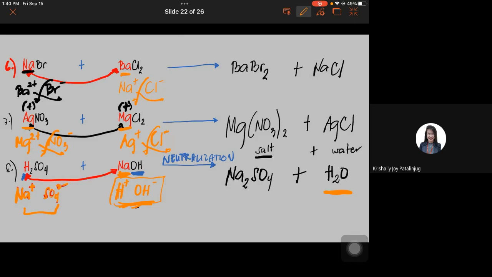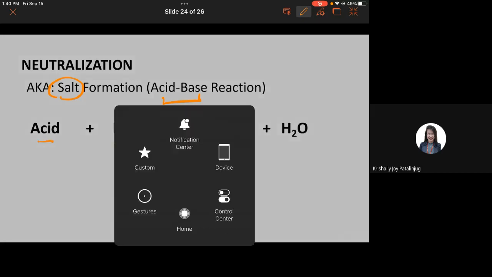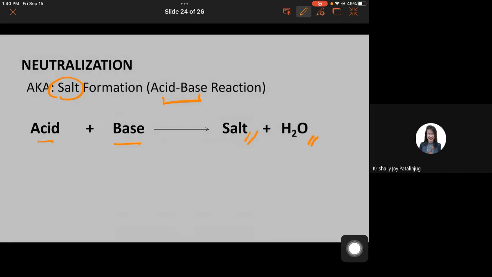Okay, sige. So this one, I discussed this already. Again, to reinforce information, neutralization is reacting acids and base. And the product, a salt and water. That's the reason why it is also known as salt formation because on the product, upon reacting acids and base, it forms a salt. That's why it is also synonymous to the reaction salt formation.